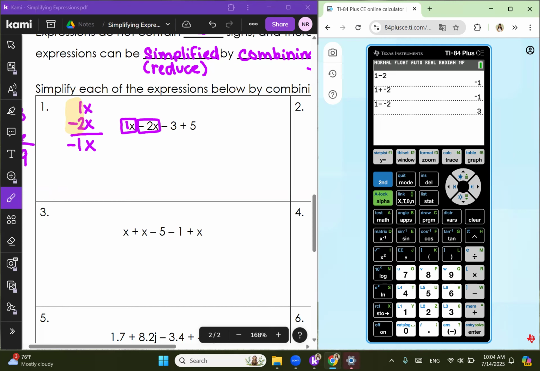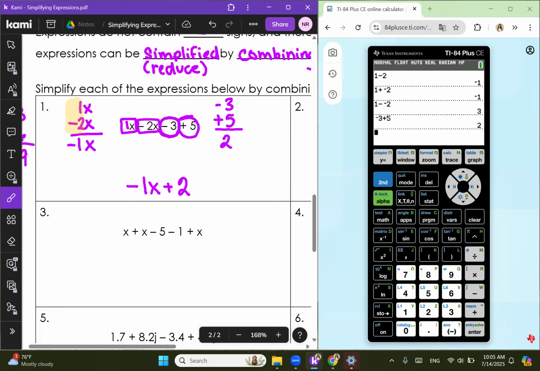Next, this negative 3, that's a constant. I'm going to draw my circle all the way around, including the sign that is in front of it, not behind. And that 5 is positive. So when I write those vertically, negative 3 plus 5, I type it in exactly the way I wrote it down. Negative 3 plus 5, giving me a positive 2. So for the final answer, I put those together because this is a positive 2 right here. I connect it to the rest of my answer with a plus sign. Okay. Next one.